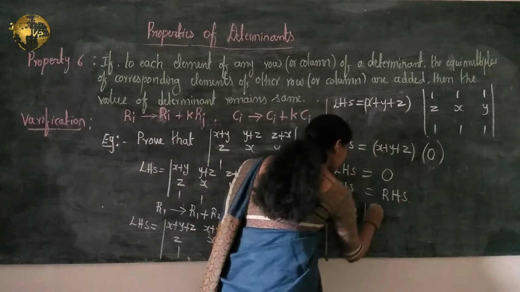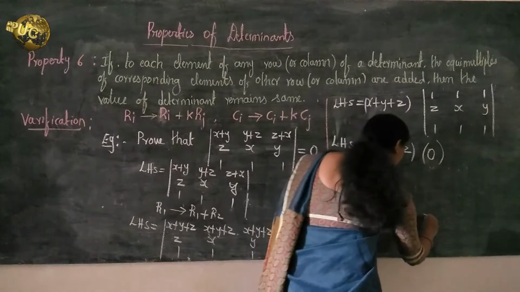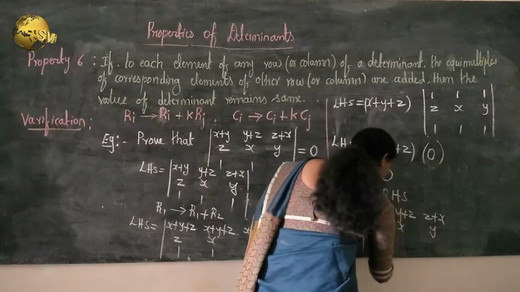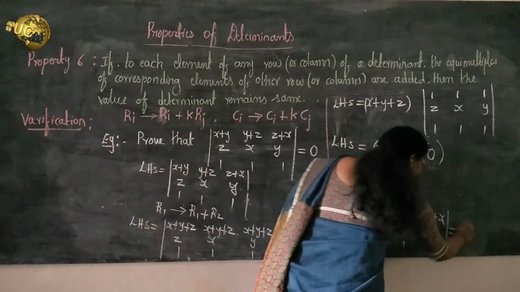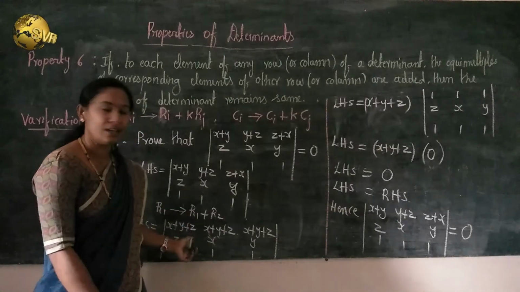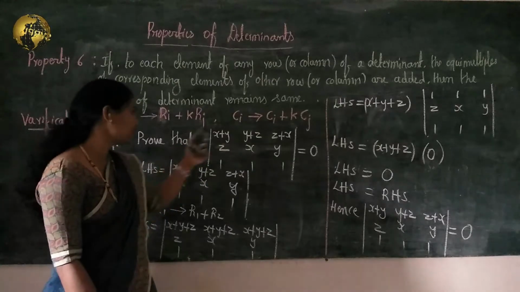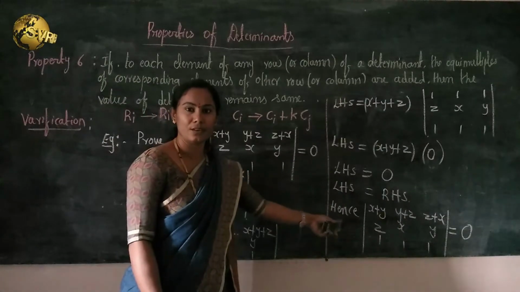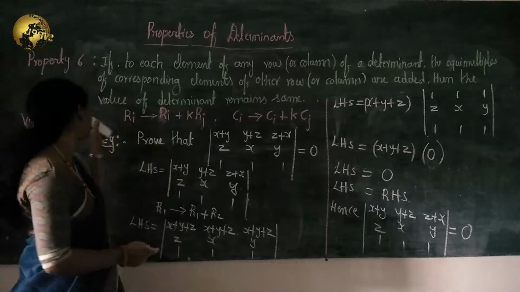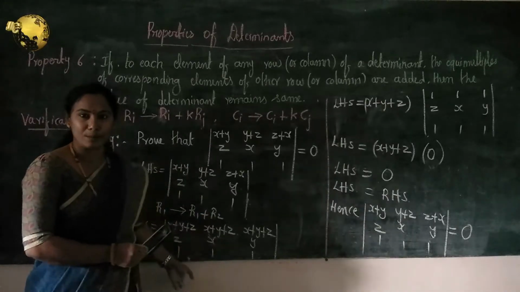Hence you can write the determinant with rows x plus y, y plus z, z plus x; z, x, y; and 1, 1, 1 is equal to 0. So by using the sixth property, we solved this determinant. We had to prove this as 0. This is the sixth property, so we have 6 properties, and we have completed your 6 properties.